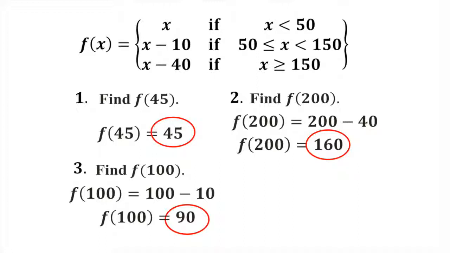Check your answers on these. Indeed, we had all three of them on there. So 45, if you spend $45 at Dillard's, you end up paying $45. If you spend $200, then you get $40 off, so that leaves you with $160. And then if you spent $100, then you get your $10 discount. So that puts you at $90 there.